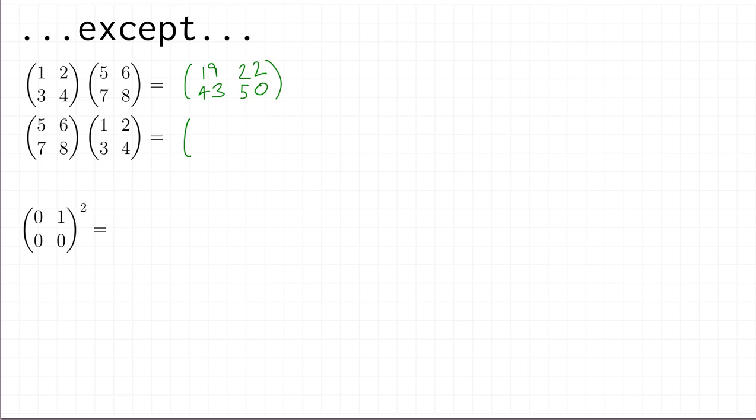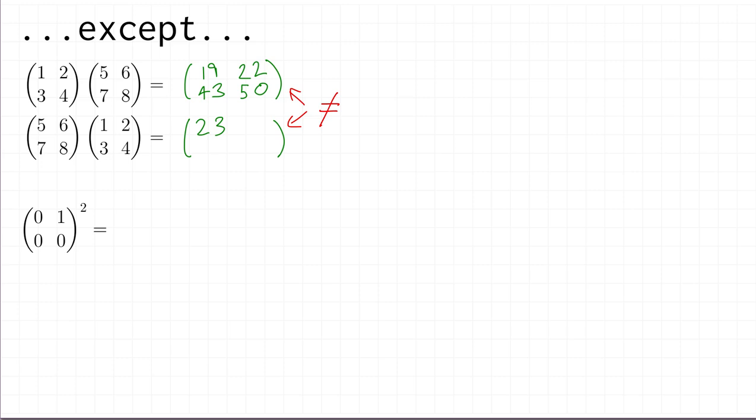So we've got the same matrices but multiplied together in the opposite order. This time, I'm just going to work out one entry. I'm going to work out the 1,1 entry, and I've got 5 times 1 plus 6 times 3. So 5 plus 18. So this is 23. Whatever happens, these are not equal, because you can see that they don't even have the same 1,1 entry.